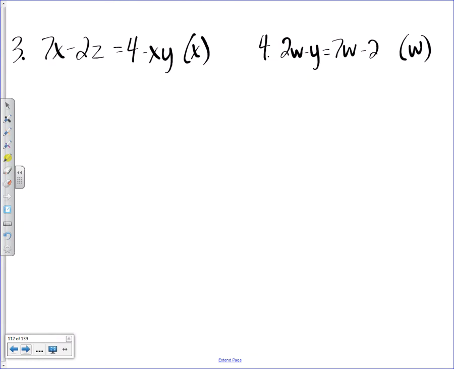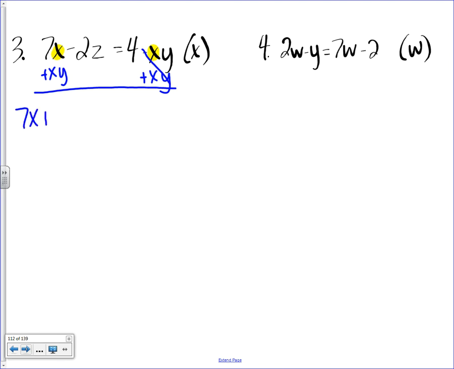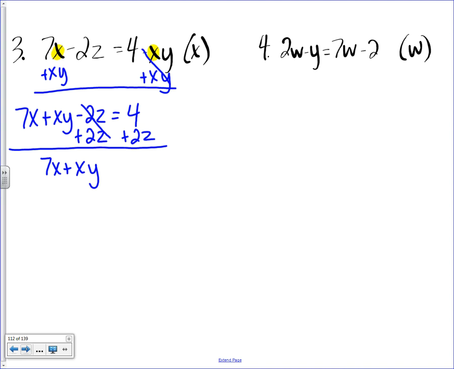All right, let's try another one like that. Here I'm trying to isolate my x's, so I'm going to get them together. I'm going to go ahead and add this x over. Please notice I won't actually be able to combine the 7x and the xy. They're not like terms. Now I'm going to move the 2z over because it does not have an x. And I get 7x plus xy is equal to 4 plus 2z.